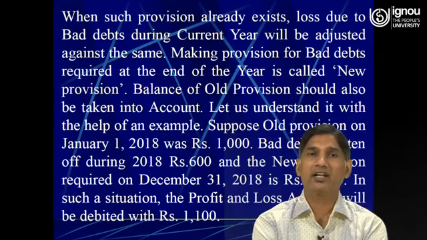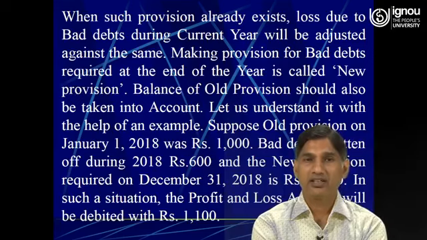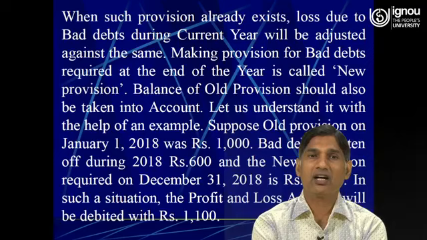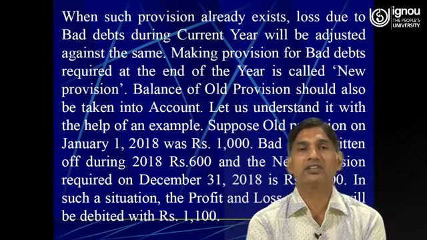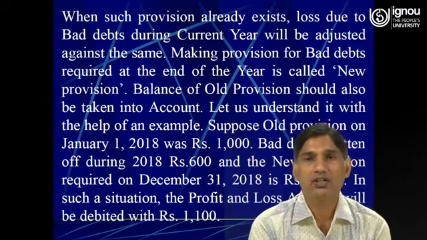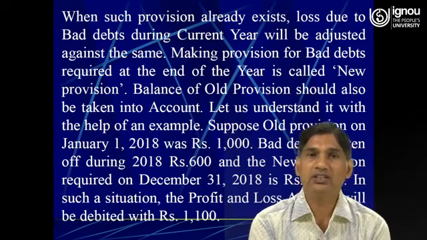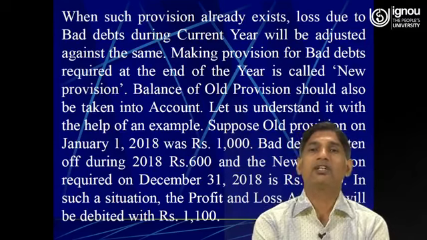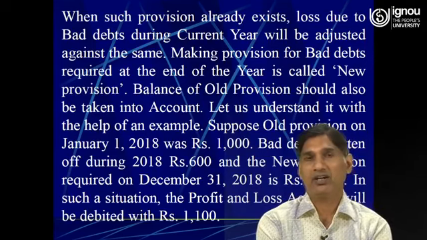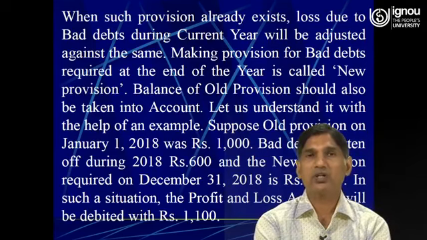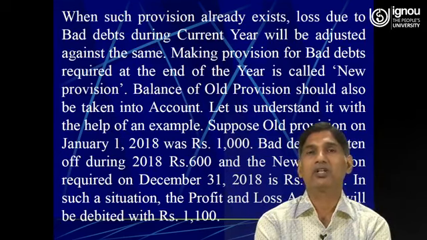Bad debts written off during the year 2018 are rupees 600, and the new provision required on 31st December 2018 is rupees 1500. In such a situation, the profit and loss account will be debited with rupees 1100. Now just try to understand how we arrived at rupees 1100 as far as the provision for doubtful debts is concerned.